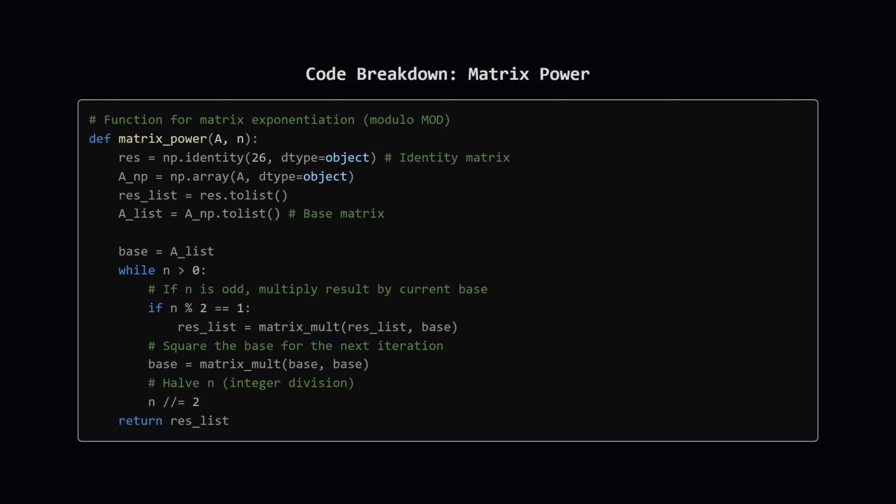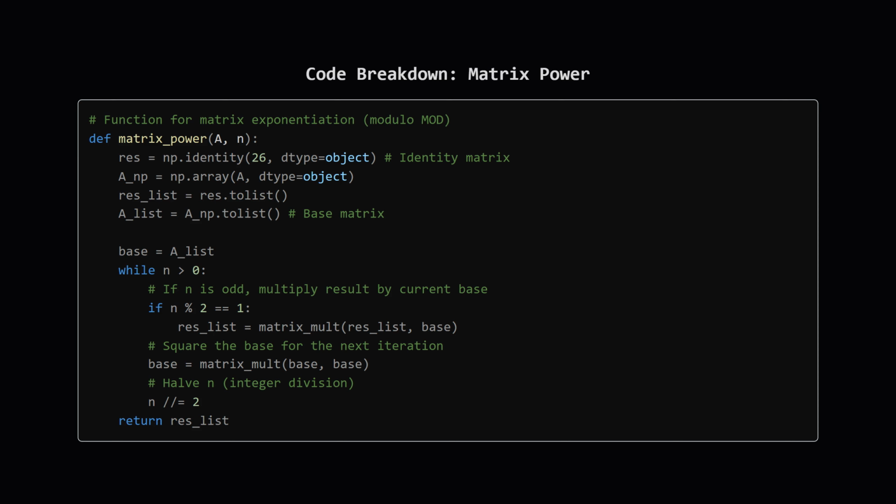The core idea is to use the binary representation of t. We loop while t is greater than 0. Inside the loop, we check if t is odd. If it is, it means the current power of M represented by M is needed in the final result, so we multiply our current result ResList by M, storing it back. We use our matrix mult function for this.